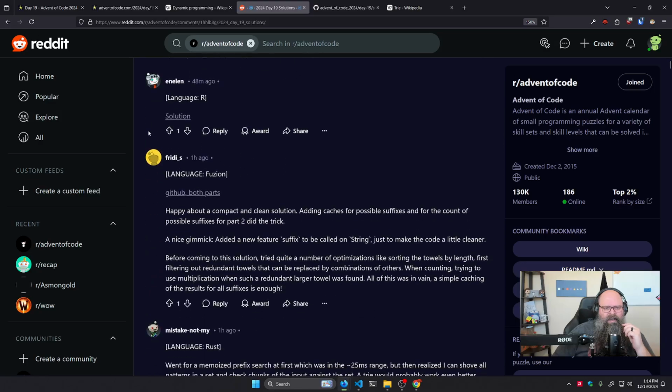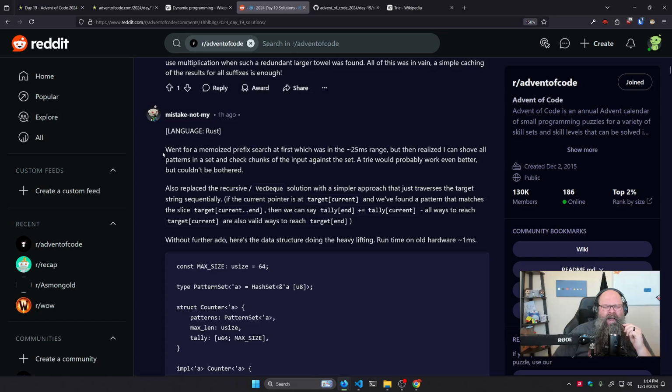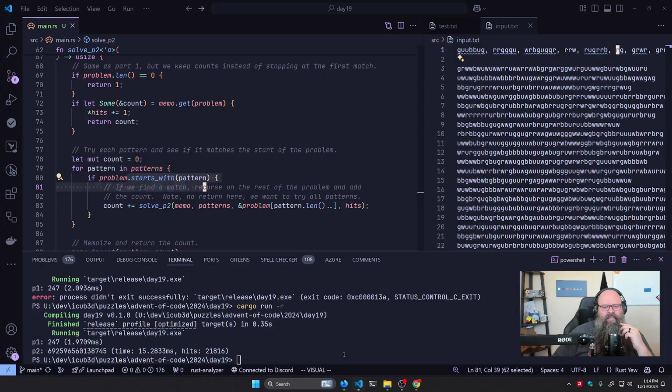Let's see here. Went for a memoized prefix search at first, was in the 25 millisecond range, but then realized I can shove all patterns in a set and check chunks on the input against the set. Without further ado, here's the heavy lifting. Runtime about 1 millisecond. I mean, I get it's different from CPU to CPU. So mine is 15 milliseconds.